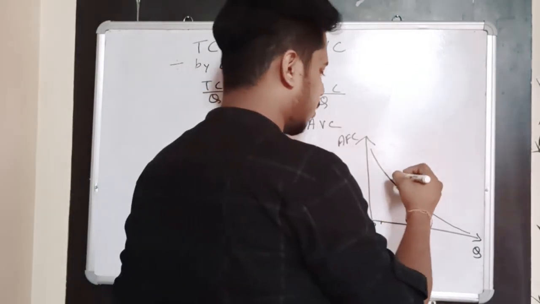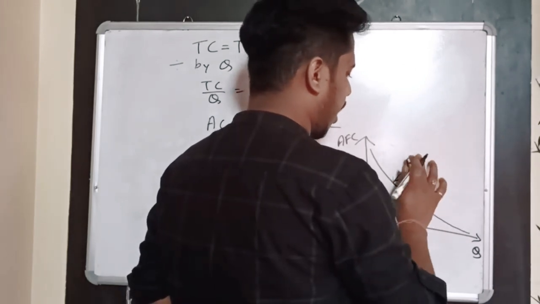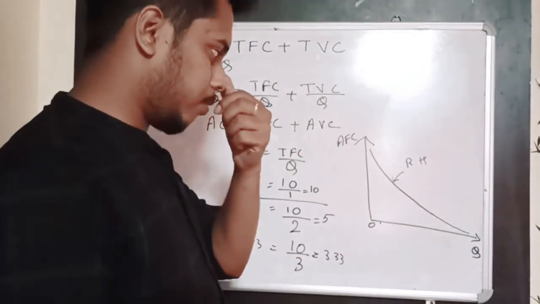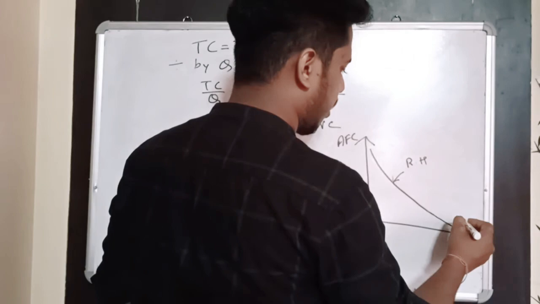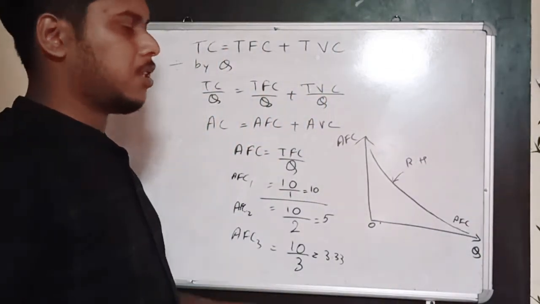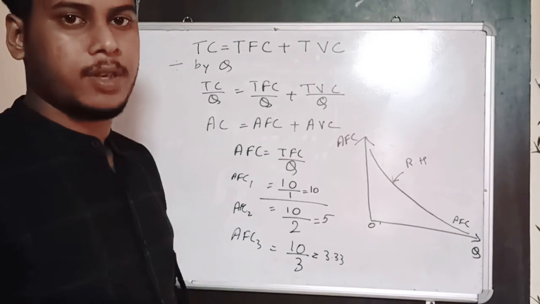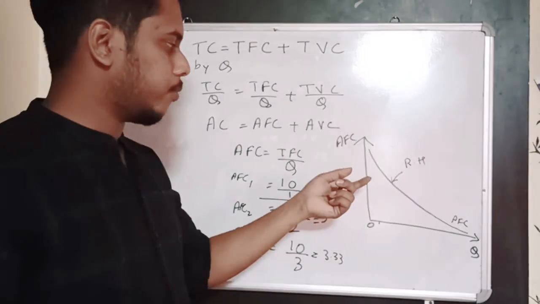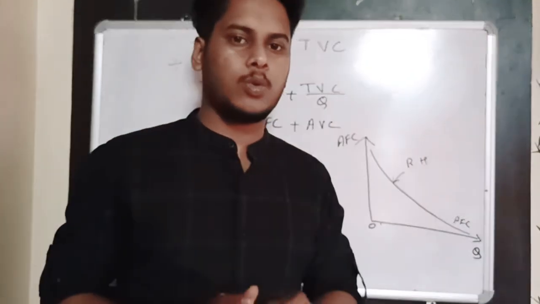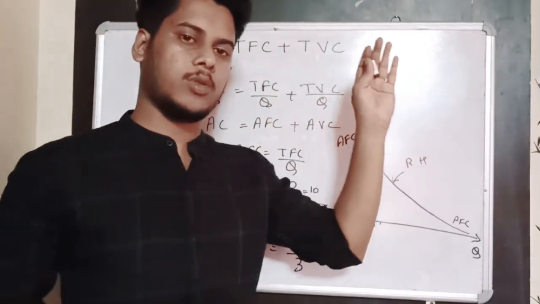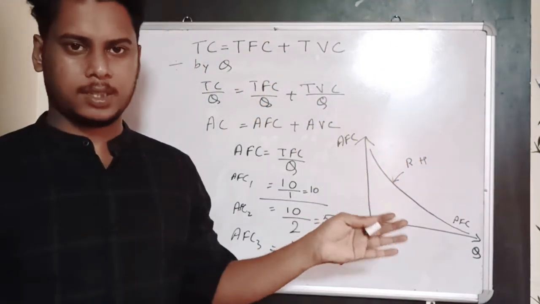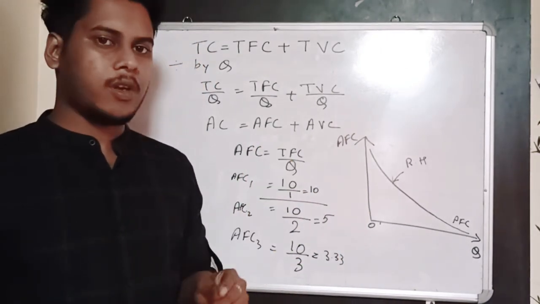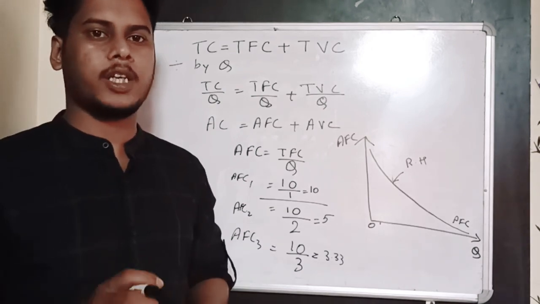Now this curve is known as a rectangular hyperbola curve. The shape of this curve is rectangular hyperbola, and the name of the curve is AFC. The shape is rectangular hyperbola, the name is average fixed cost. And there is a specific property of this curve. The specific property is that it comes closer to both the axes. That is, it comes closer to the y-axis as well as the x-axis, but it does not touch them. So this property of a curve is known as asymptotic property.